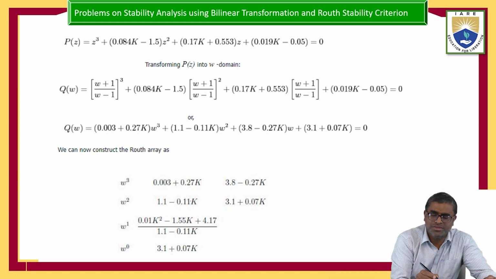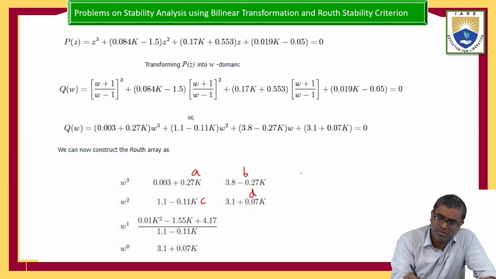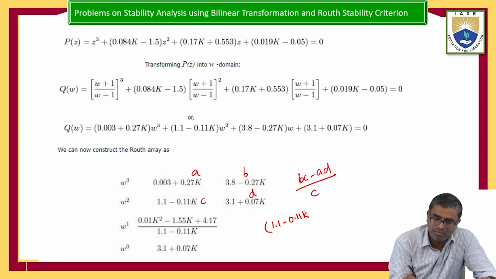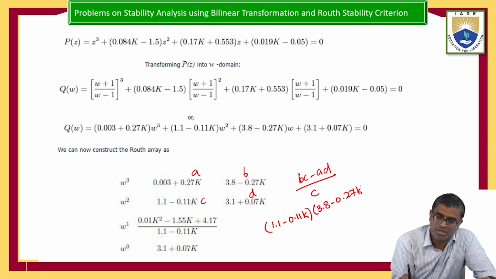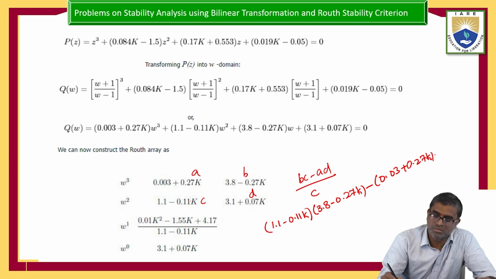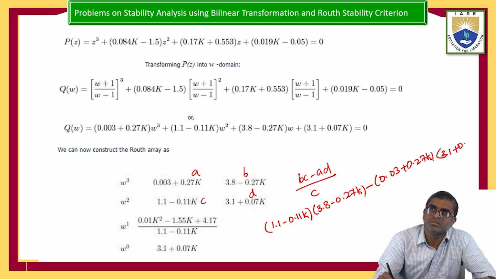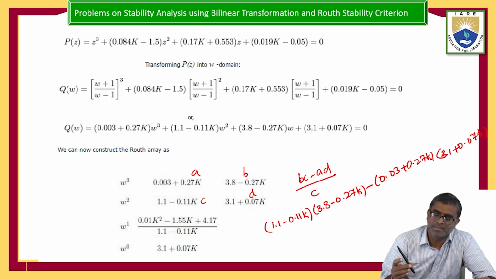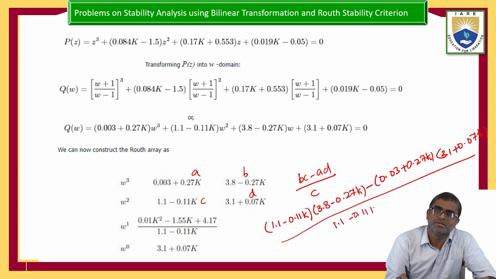Same process. That is, it is A, B, C, D. That is (BC minus AD) by C, BC minus AD by C. That is (1.1 minus 0.11k) into (3.8 minus 0.27k) minus 0.03 plus 0.27k into (3.1 plus 0.07k) by C value. What is C value? 1.1 minus 0.11k.